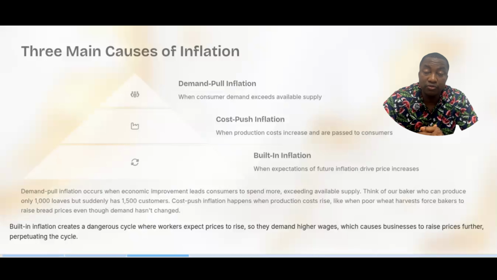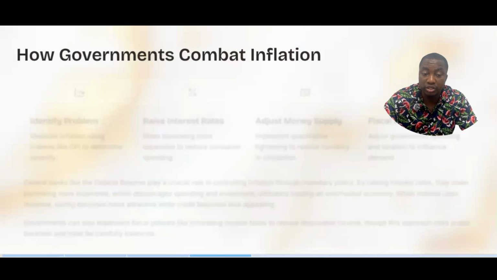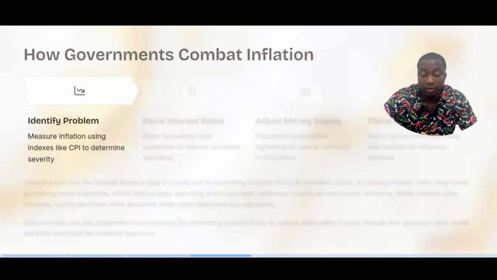So now we've talked about the three main causes of inflation: the demand pull inflation, where the demand pulls the inflation, and the cost push inflation, and then the built-in inflation. I hope you're with me so far. Now, how do governments combat this? How do governments combat inflation?